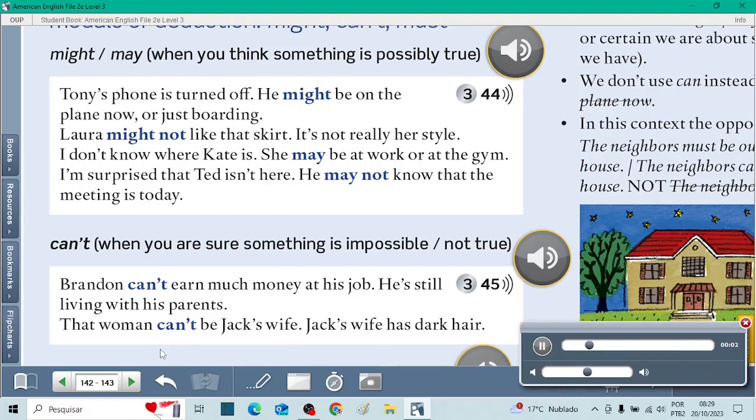3.45. Brandon can't earn much money at his job. He's still living with his parents. That woman can't be Jack's wife. Jack's wife has dark hair.